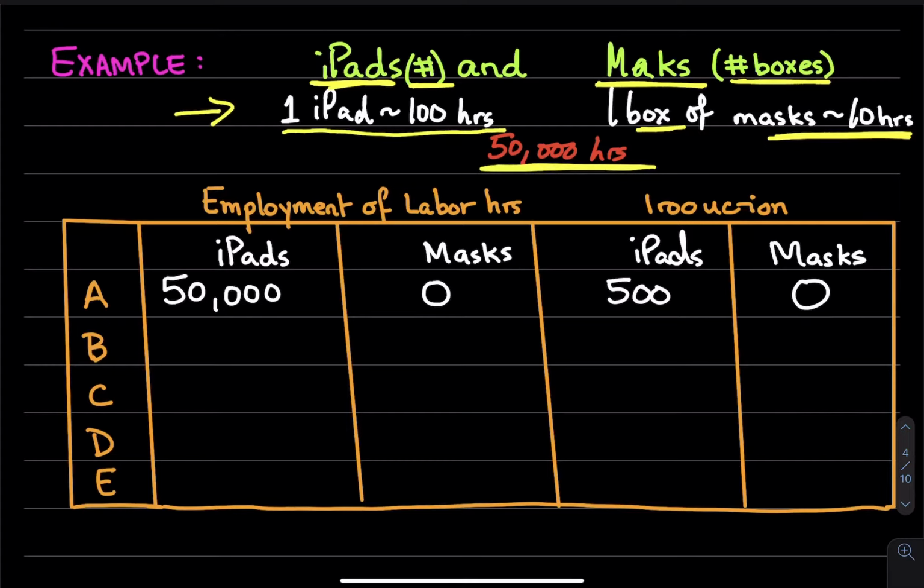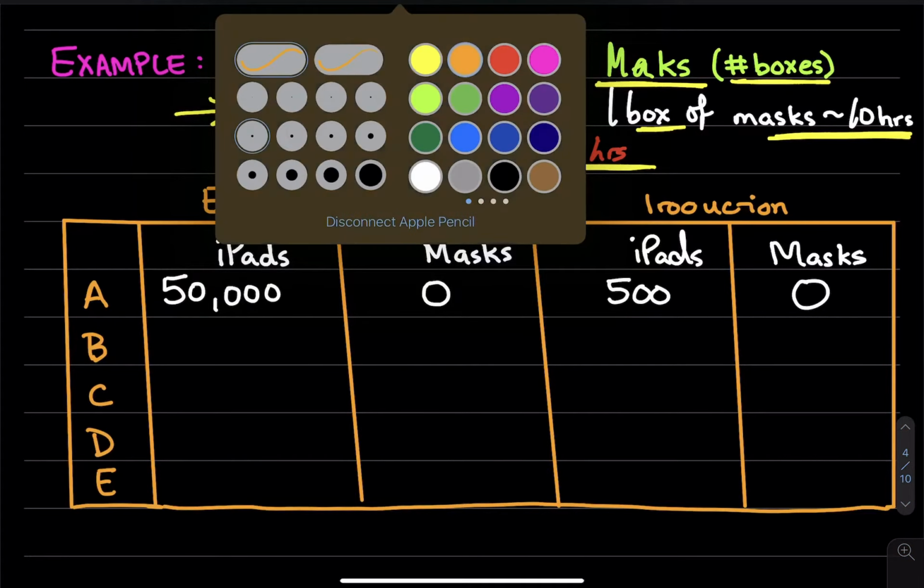Now, it's good to have a paper and a pencil ready, and also a calculator ready when we work through these examples for chapter 2 and also for chapter 3, when we will talk about the production possibilities frontier.